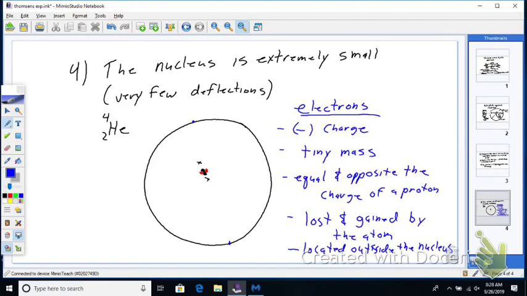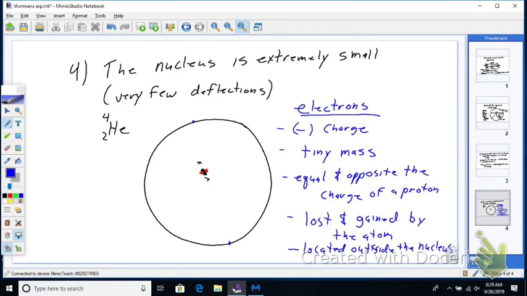So, when you're asked on the test on Tuesday to describe the atomic structure of the atom, and all you put down is that the atom has protons, neutrons, and electrons, there's a lot more to say about those subatomic particles that make it up. Electrons have a negative charge. They have a tiny mass compared to protons. They're equal and opposite of the protons. They can be lost and gained. That's what we call reactivity. When atoms get reactive, it's because they lose and gain electrons. And they're located on the outside of the nucleus. A lot of times we call it an electron cloud.